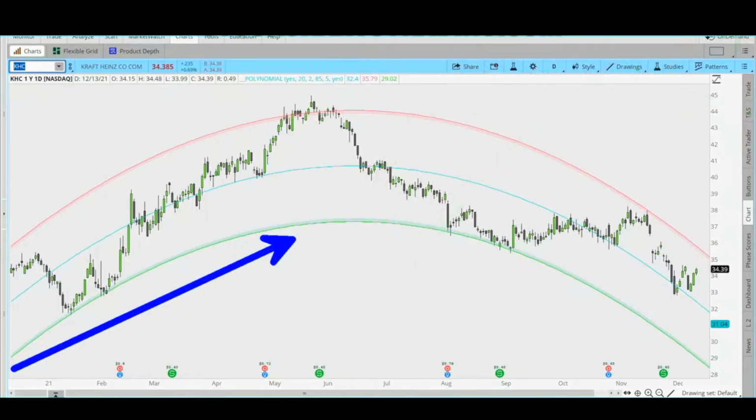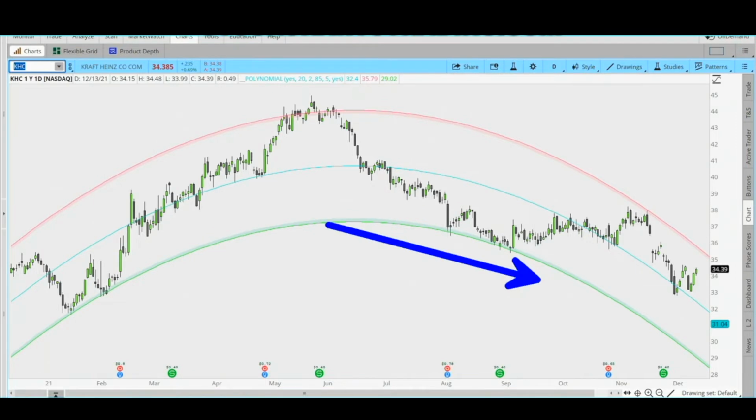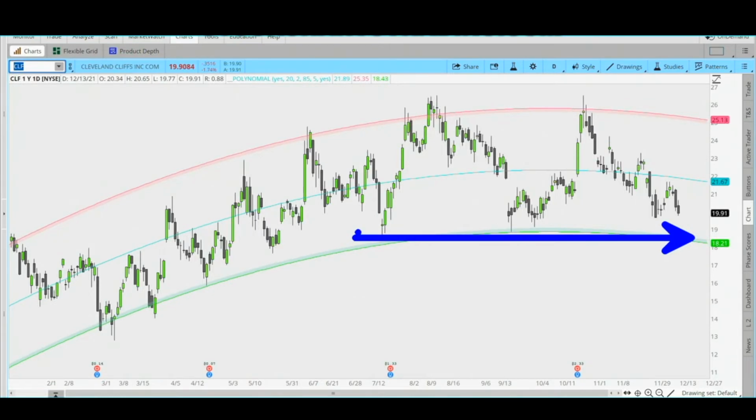When the polynomial is trending up, it shows you support areas to enter into the trade. When the polynomial trend is down, it will show you support areas to exit the trade. Even if the charts are going sideways, it will show you the horizontal trend line. So no matter what chart you're on, the polynomial always shows you support.